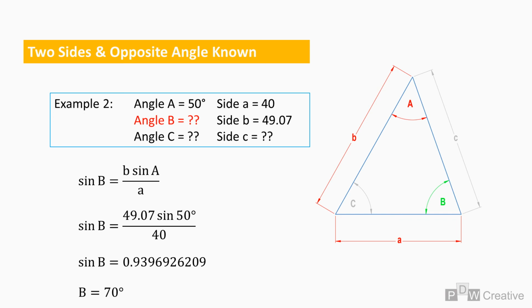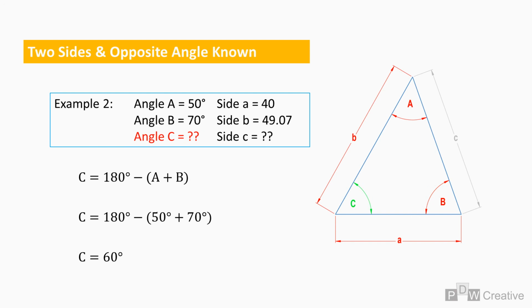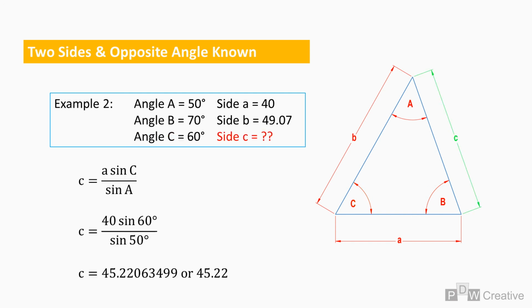The sine rule still works if only one angle is known. Here we can calculate missing angle B. Missing angle C can then be deduced. And finally, angle C is revealed.